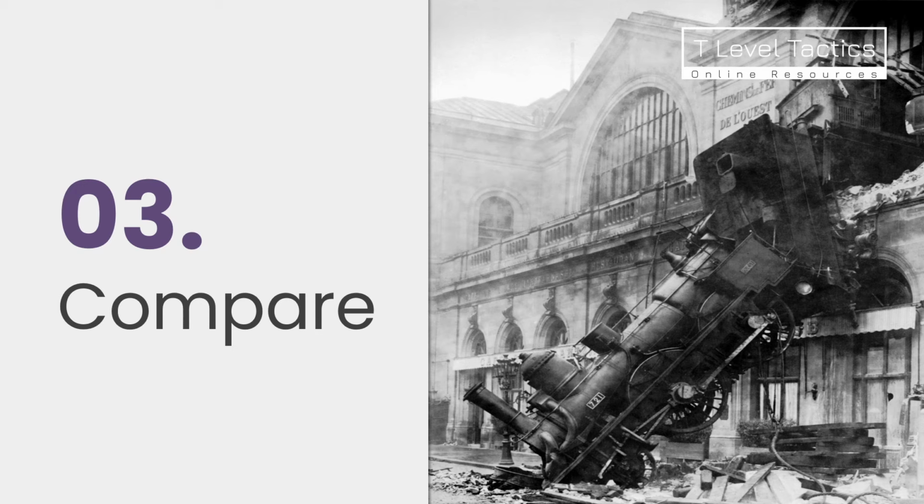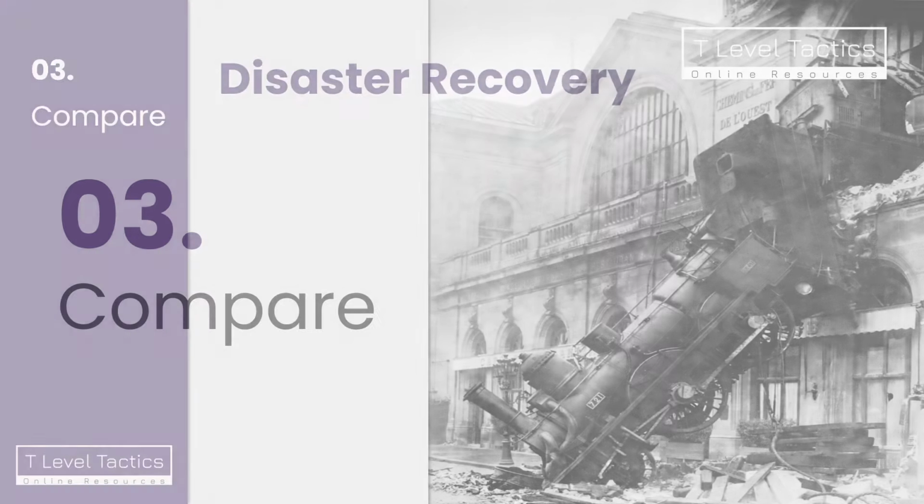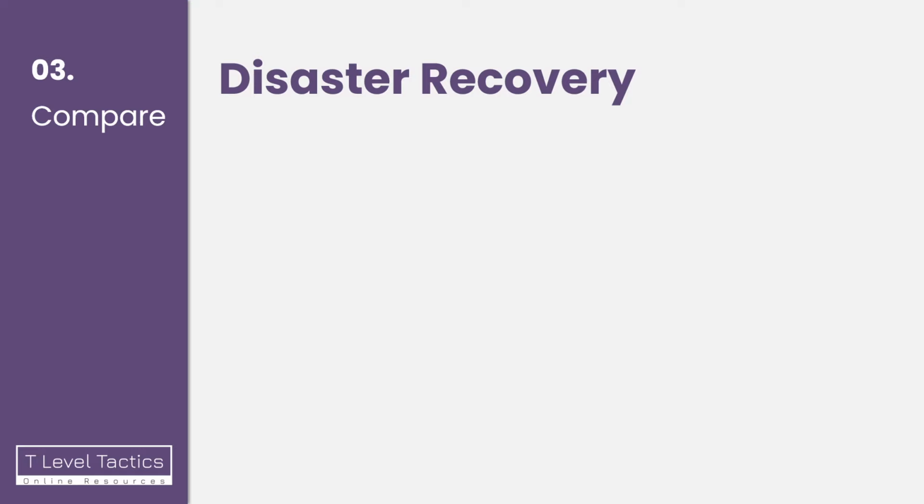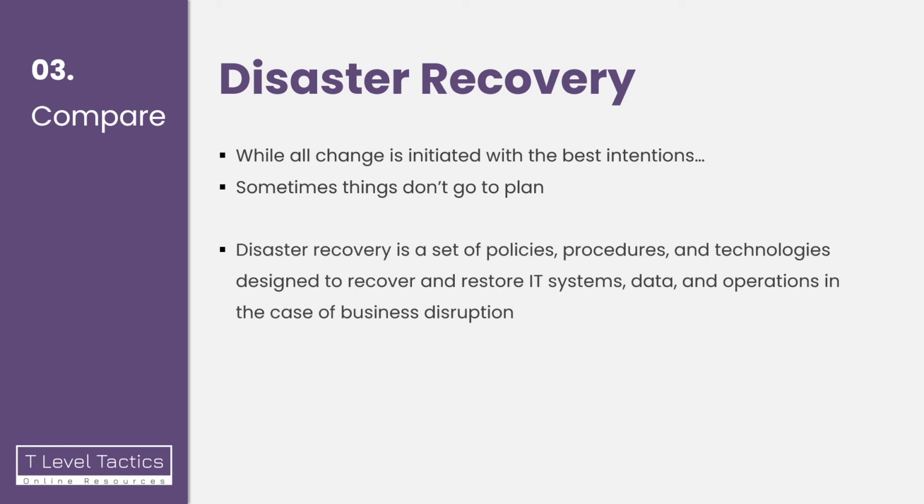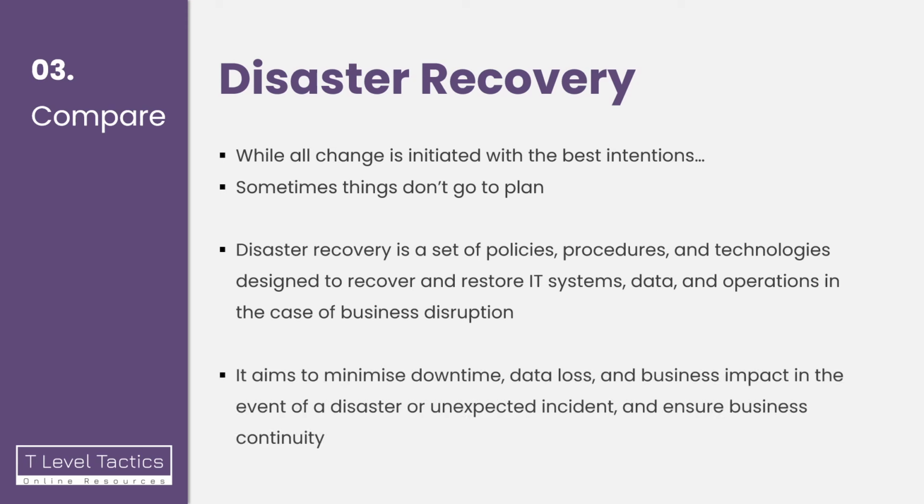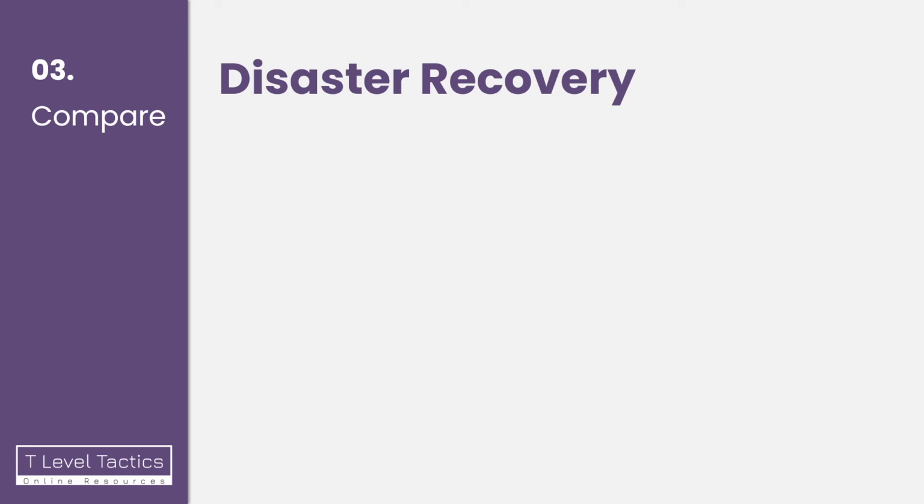So this final part is all about disaster recovery. While every change we initiate with the best intentions, sometimes things don't go to plan. Disaster recovery is a set of policies, procedures, and technologies designed to recover and restore IT systems data and operations in the case of business disruption. It aims to minimize downtime, data loss, and business impact in the event of a disaster or unexpected incident and ensure business continuity.